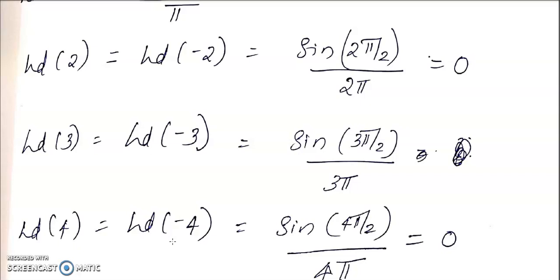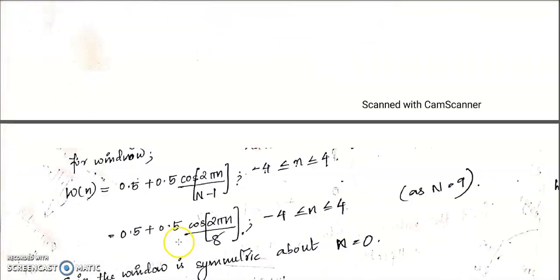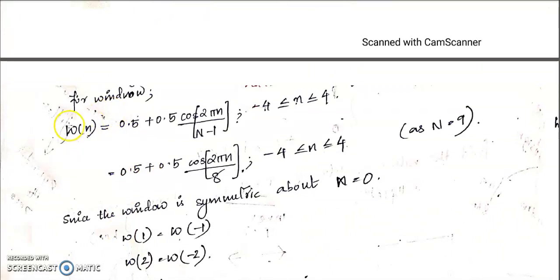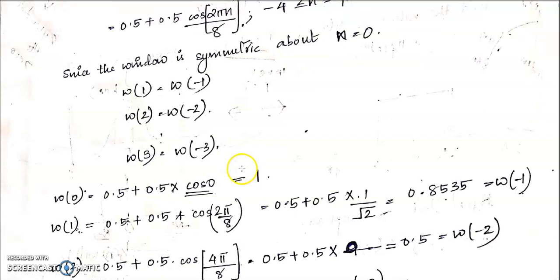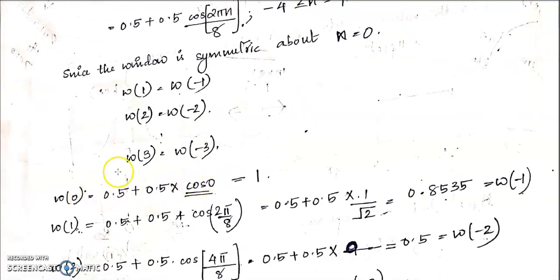But we want to compute h of n. For that, we want to window this. We want to apply the window. You know that we are using the Hanning window. For the Hanning window, the function is 0.5 plus 0.5 cos of 2 pi n divided by capital N minus 1. Here, small n varies from -4 to 4. Here also, substitute the values.